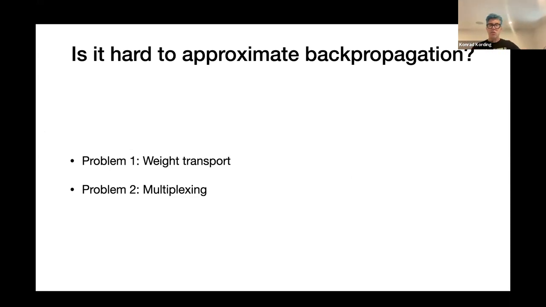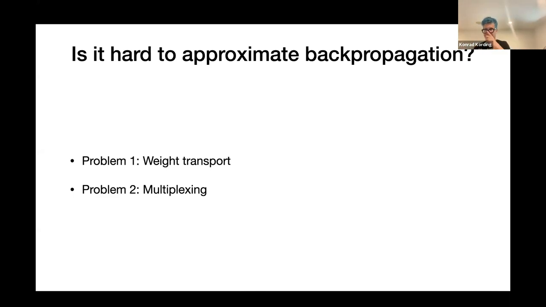So that leads to two problems, if we want the brain to do something like gradient descent. The first one is weight transport. Somehow I need to know that I have a positive weight forward or a negative weight forward. But that's something that my downstream neurons decide, that I don't decide. It's the learning that happens downstream somewhere that decides that.